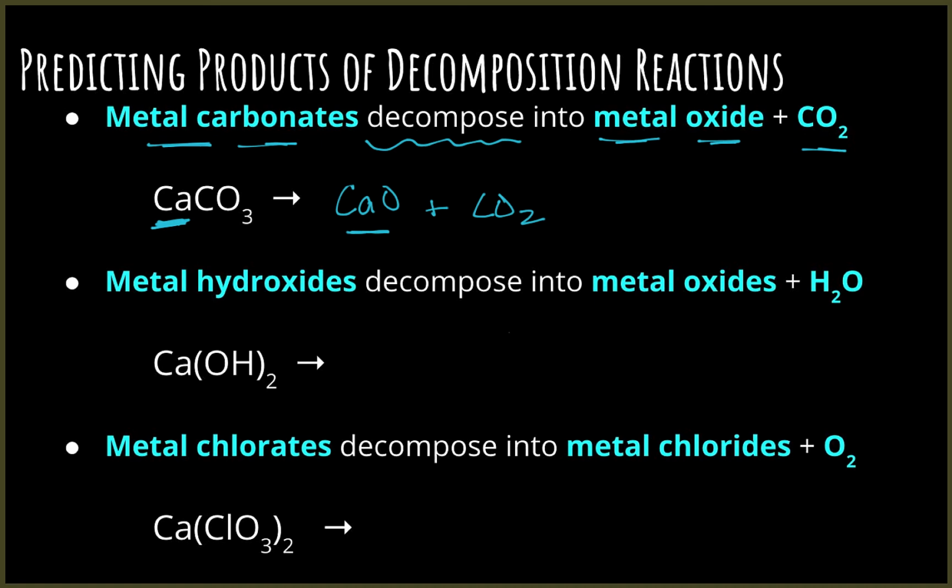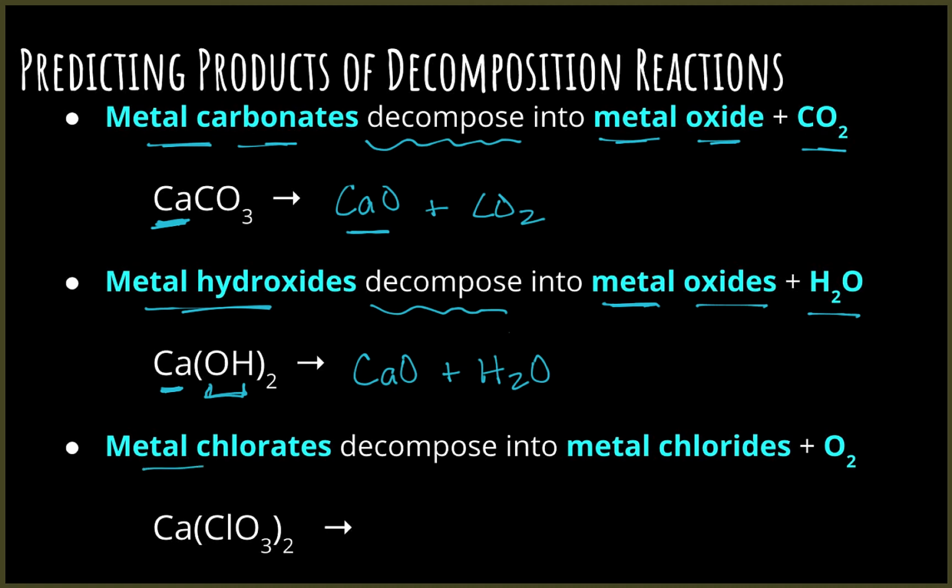Okay, the second one is an example of a metal hydroxide. So calcium hydroxide, that's a metal hydroxide. These decompose into metal oxides and water. Again, same deal here. The metal comes from whatever that initial metal was. So this is still going to be CaO because this is the same metal oxide we used before. But this time it's producing water because it was a metal hydroxide instead of a metal carbonate. This one also ends up being balanced, so that one's complete.